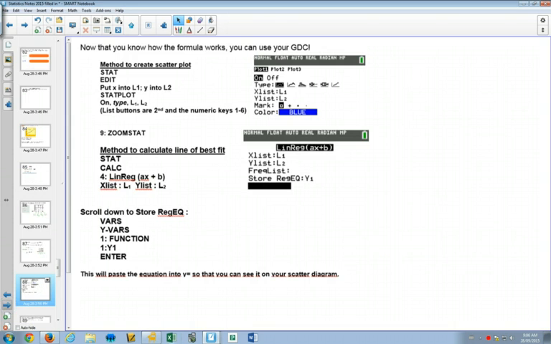So how do we do this with our calculator? What we're going to do is put these 3 points into our calculator and see if we come up with the same line of best fit. So start by putting in your data into list 1 and list 2.